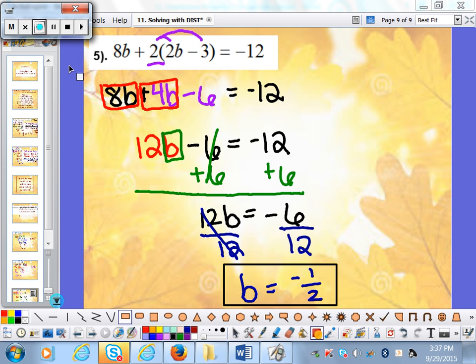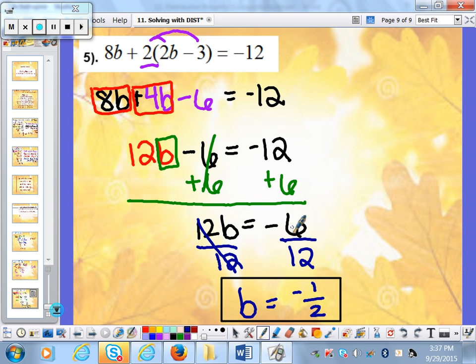So for number 5, the final answer for B, the solution, is that B is equal to negative 1/2. If you got that correct, great work, awesome job. If not, please take a look at my work and see where you may have made an error and fix it. I'd just like to point out at the end here, when you divide by 12, a negative divided by a positive is a negative. That's why my answer is negative. But keep in mind that this says 6 divided by 12, which really simplifies to 1/2.